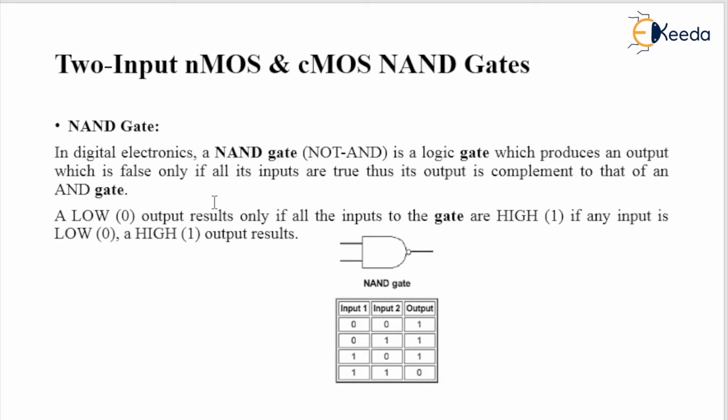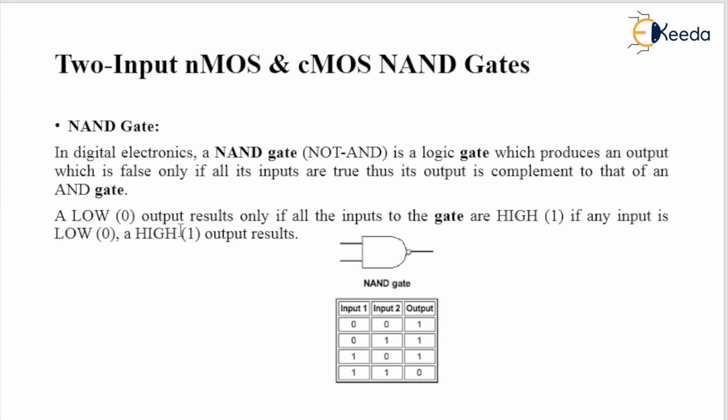In digital electronics, a NAND gate, or NOT AND, nothing but the complementing of an AND gate, is a logic gate which produces an output which is false only if all its inputs are true. Thus, its output is the complement of that of an AND gate. So if all the inputs are at logic 1, the output will be at logic 0, which you have already studied in digital electronics.